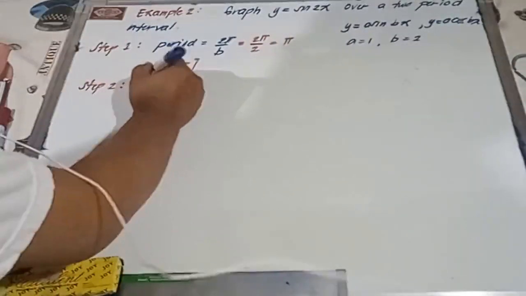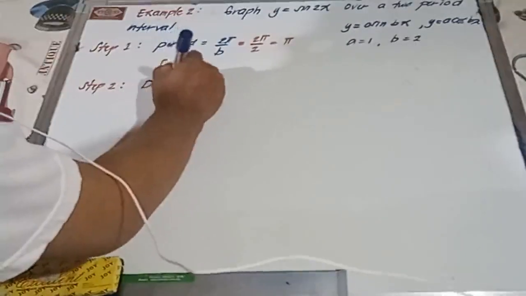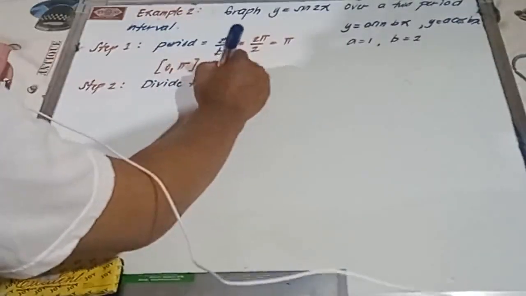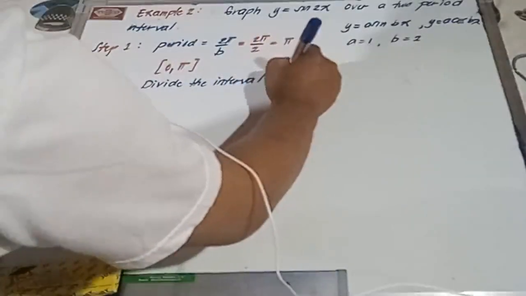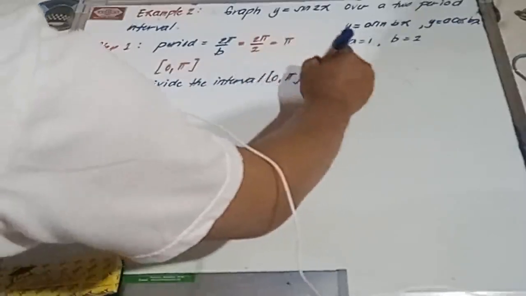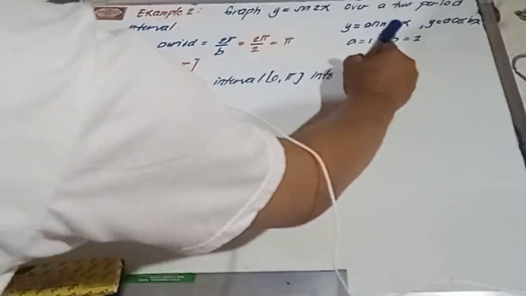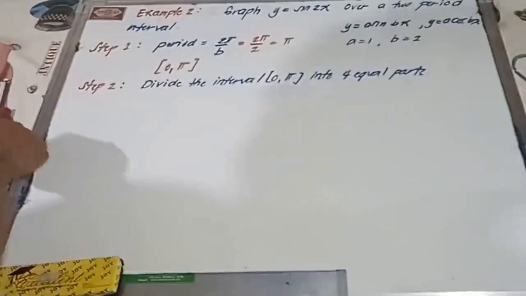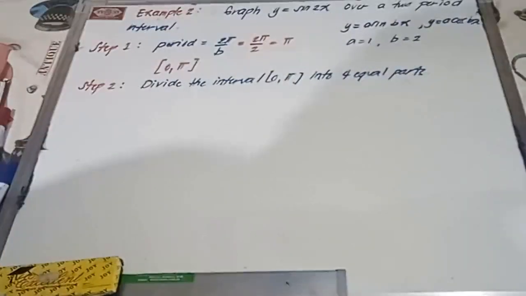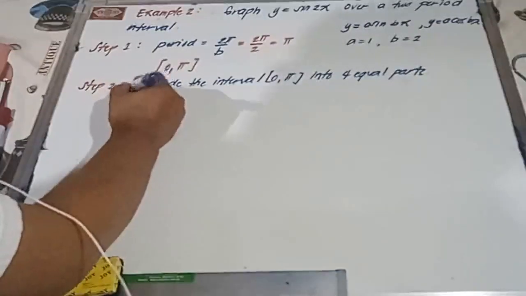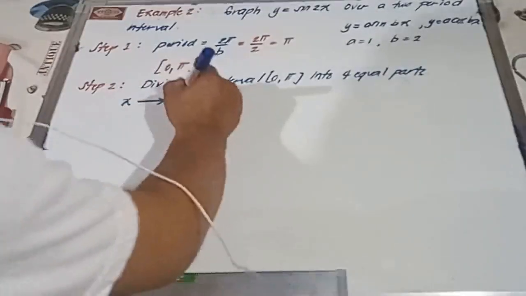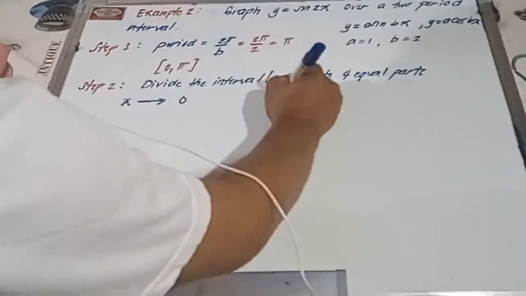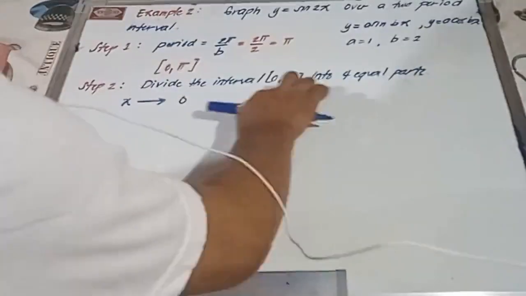Divide the interval into 4 equal parts. So, paano yon? Kukunin natin yung midpoint. Okay? Yung x values niya, ilalagay natin from 0 to pi. Okay?